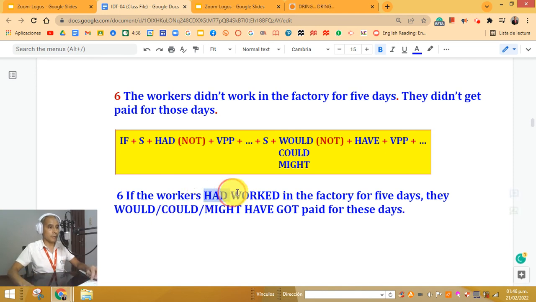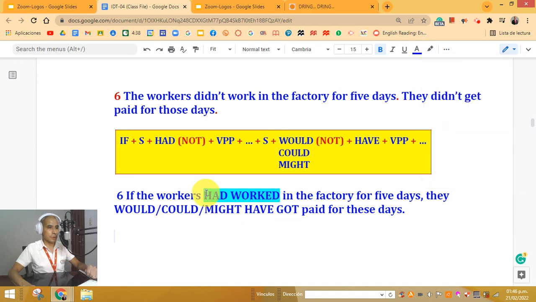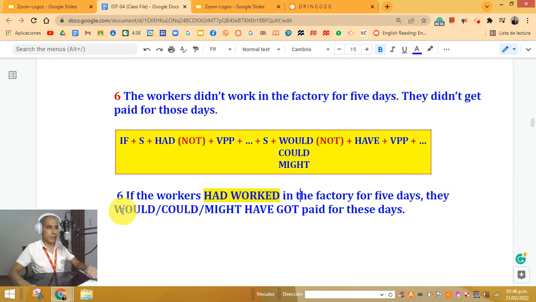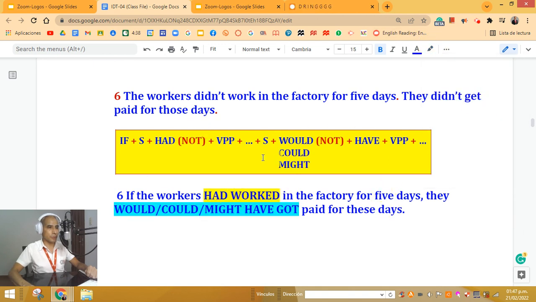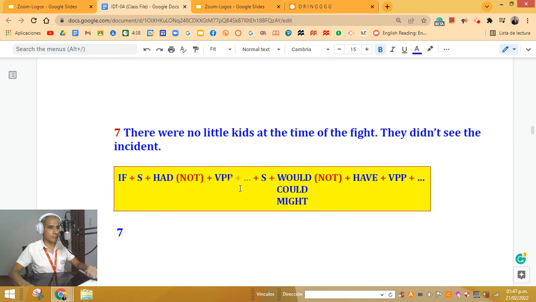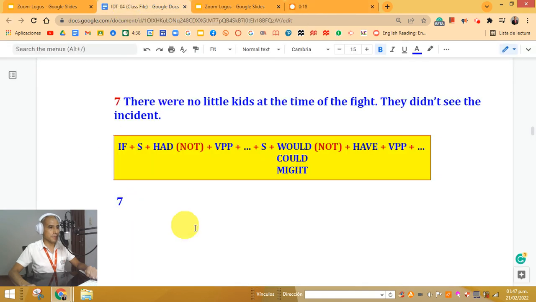I'm going to highlight the keywords that belong to the if clause. Oops, I was supposed to use yellow. That's right. Sorry. So let's do it. Okay, yellow, and I have to use light blue for the keywords that correspond to the result clause. Perfect. We have here number 6. And finally, we have example number 7. Okay, the same procedure, 20 seconds, analyze it.